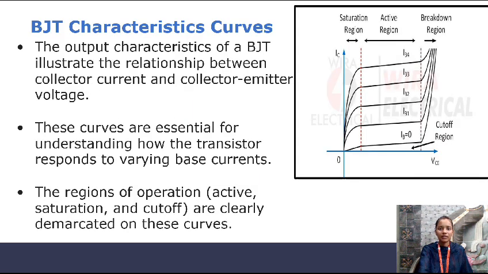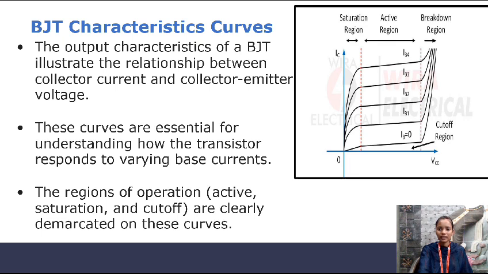BJT characteristic curves. The output characteristics of a BJT illustrate the relationship between collector current and collector to emitter voltage. These curves are essential for understanding how the transistor responds to varying base currents. The regions of operation like active region, saturation region and cutoff region are clearly demarcated on these curves.